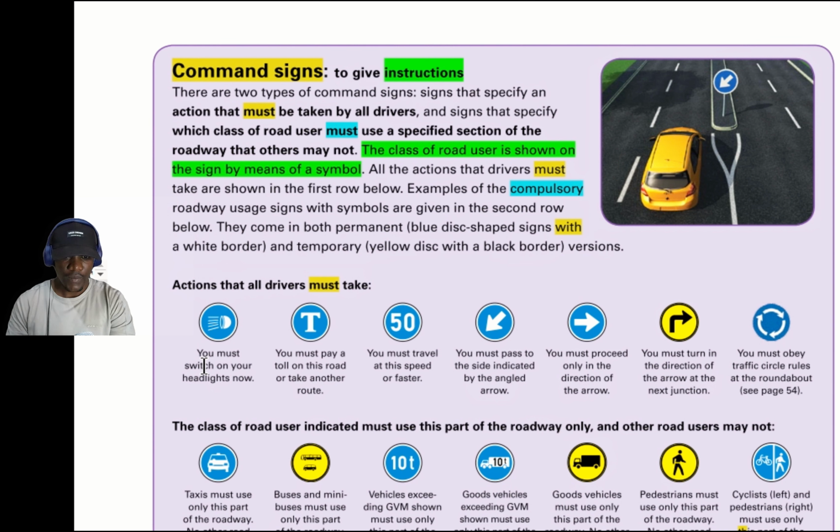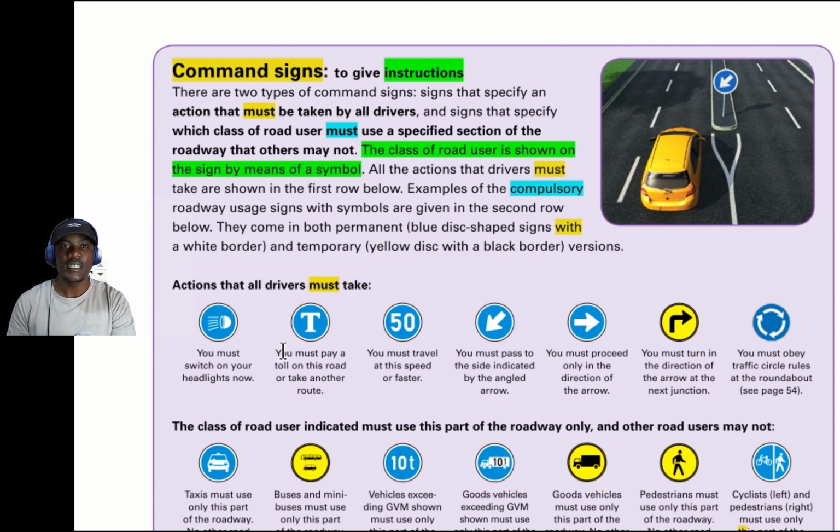Then the second one, it's a T, because you must notice here the command signs have a blue background and they're in a circle. It's normally like a disc shaped sign, and there's a blue background, and the letters or the symbols are written in white, and then the borders normally are black, and so on. Yes, those are the permanent signs.